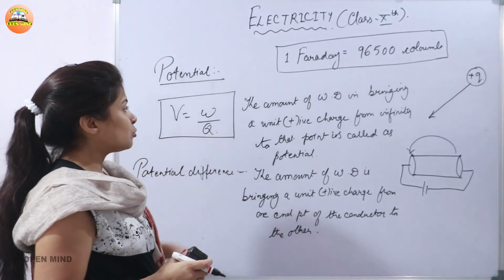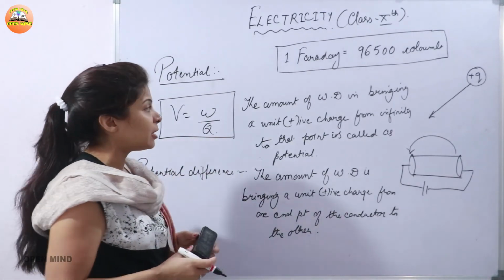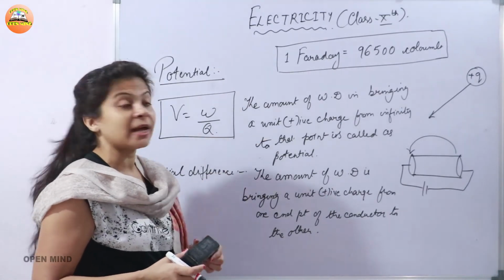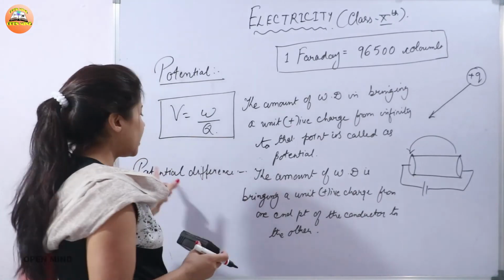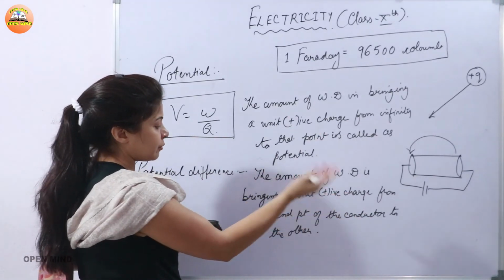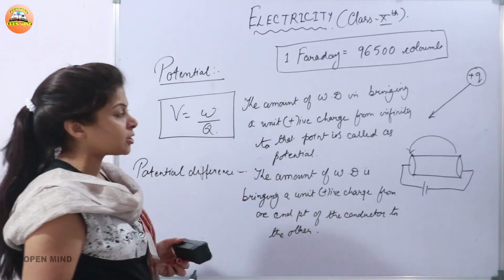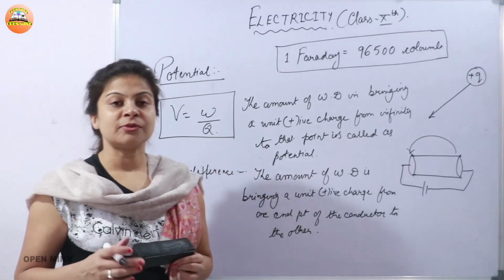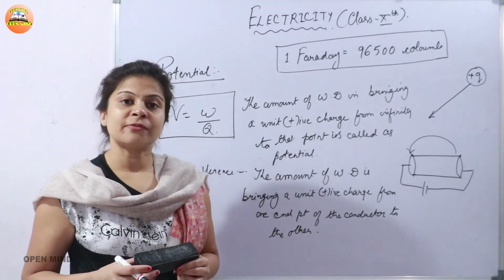After that, two topics. One is what is potential. The amount of work done in bringing a unit positive charge from infinity to that point is called potential, and the amount of work done in bringing a unit positive charge from one end point of the conductor to the other is called potential difference. So in our next classes we will discuss the other topics of electricity.